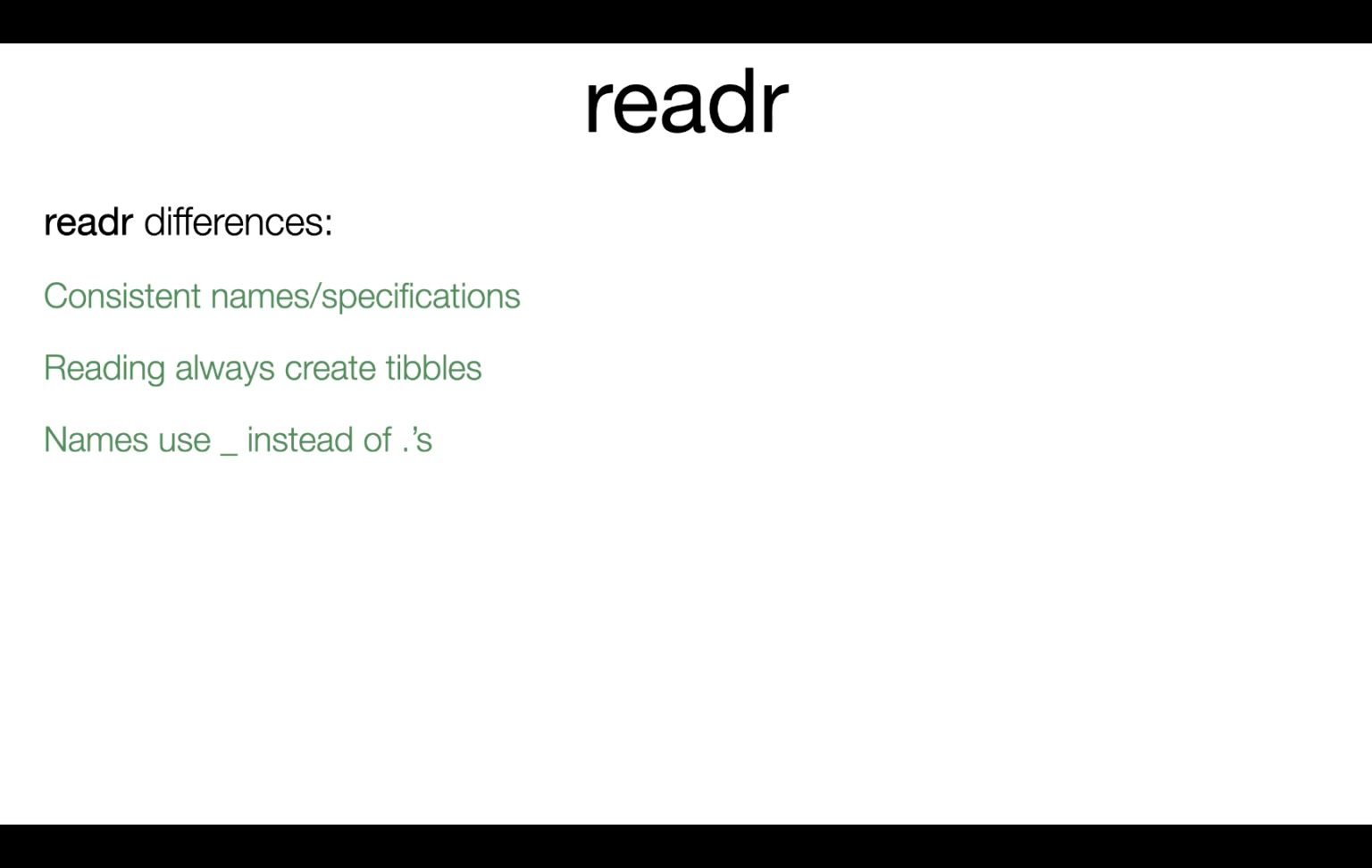There are some differences provided by readr that base R doesn't have. And in general, these follow the ethos of the tidyverse. First, there's consistent naming and specification. In particular, readr functions will always create tibbles. Or almost always. There are a few exceptions that are noteworthy, and it's very explicit that they're not going to be tibbles. Readr functions will also have names that have a conventional syntax using underscores instead of dots. So instead of read.csv, you'll get read_csv.